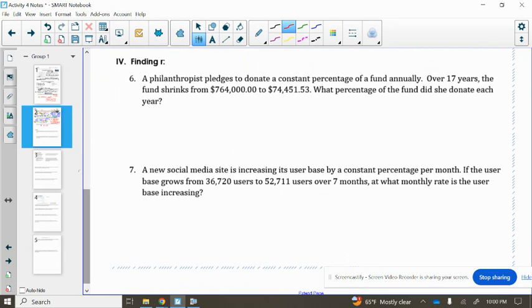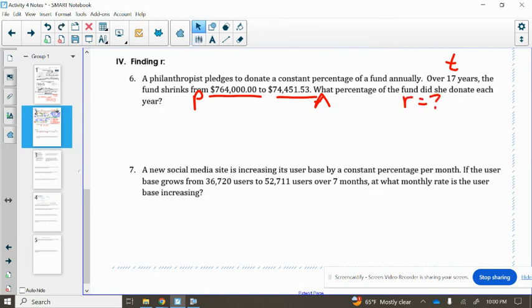All right, down at the bottom part, our last type is when we are looking for that R value. So we have, for instance, in number 6, a fund that started at $764,000 and decreased over time to $74,000. And we know that the time was over the course of 7 years. We want to find the R value this time.